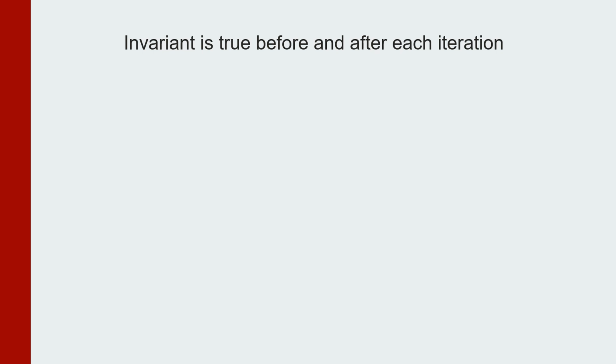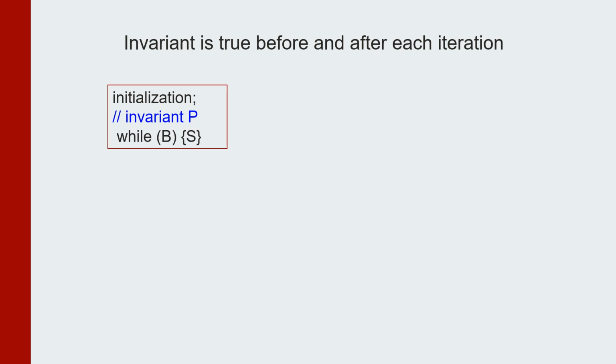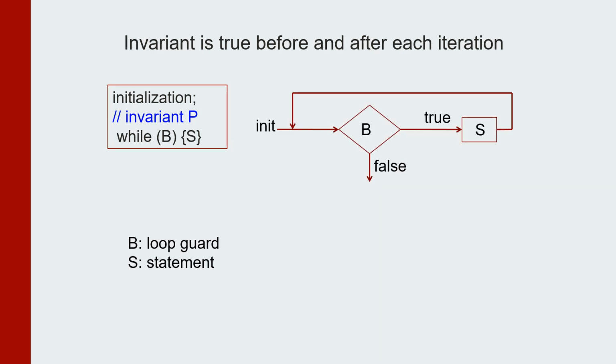So let's take a look at a while loop example and see how we can reason through what's true before and after each iteration. A while loop would look like this in code. You have some initialization and then while b, s. And now I'm going to talk about this new thing called an invariant p, which I'll talk about in a second. b is the loop guard and s is the statement. If you draw this as a control flow diagram, it'll look something like this.